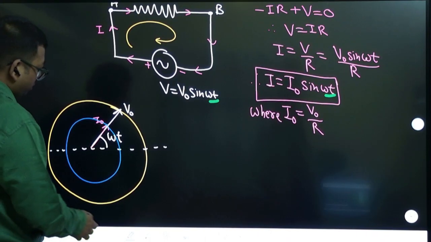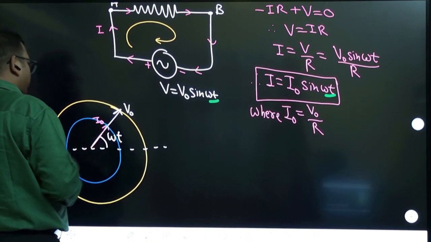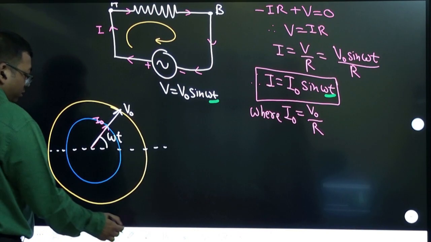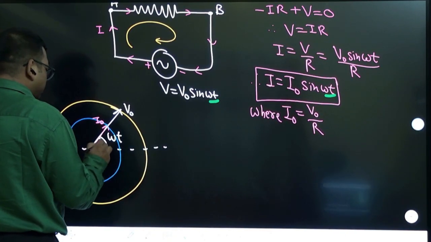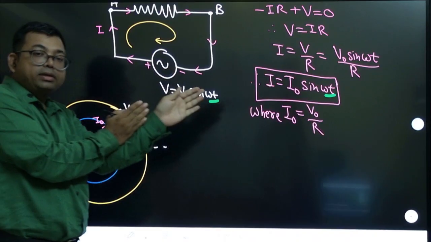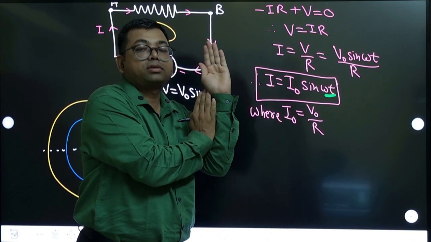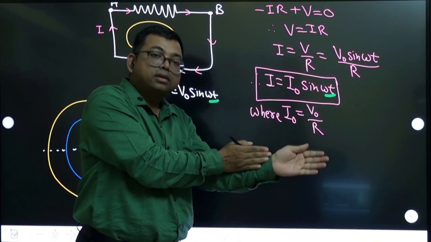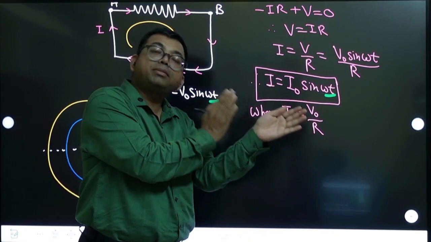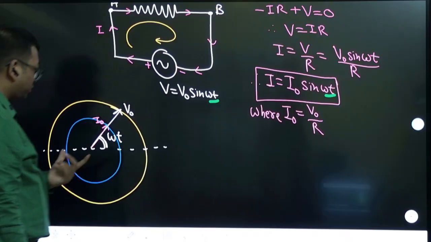You can draw a smaller or bigger circle, whatever, but a different radius. This I naught is nothing but the amplitude of current, and V naught is the amplitude of voltage, right? Note that both of them are at the same angle omega t. So at a given instant, both the phasors are pointing in the same direction. That means together they will rotate. Of course, their angular speeds are the same, but there is no difference in their angle. They are always at the same angular position, so they rotate together. That is the phasor diagram.